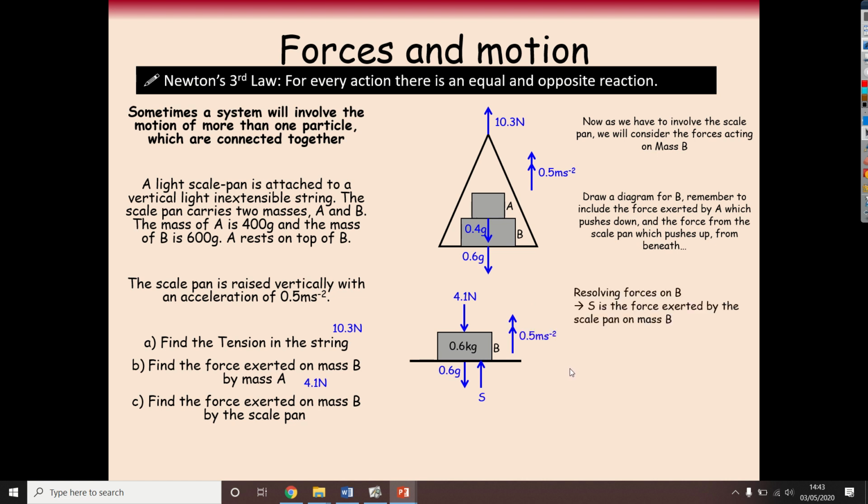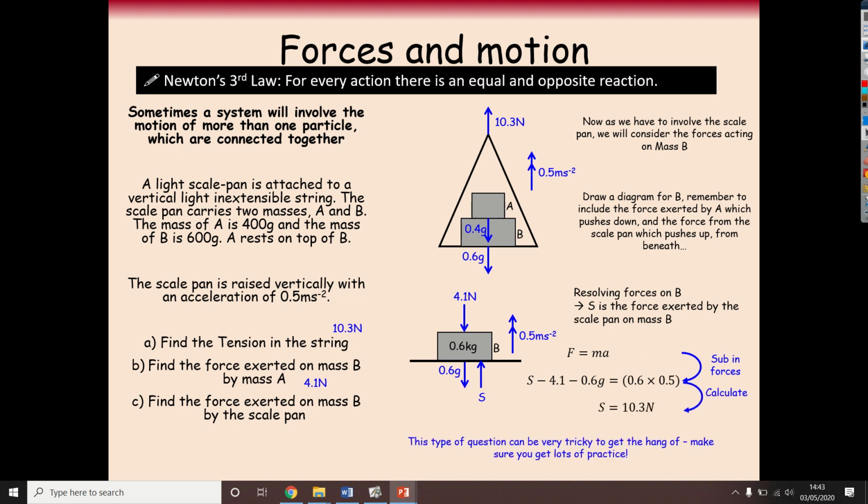Okay, then resolving forces on B. Everything's constant apart from S. You can use second law, plug the things in. There's the values. Upwards is positive. Solve for S, 10.3 newtons.